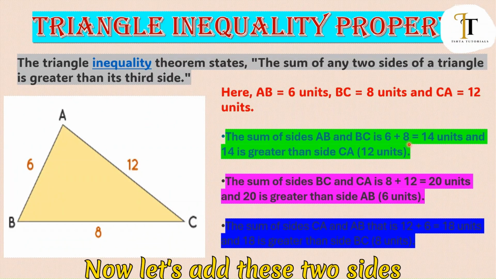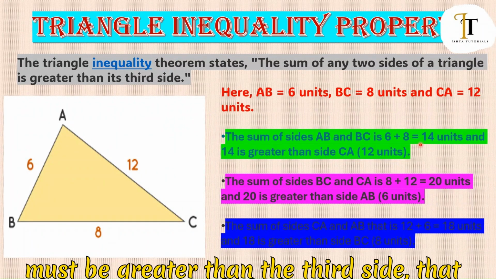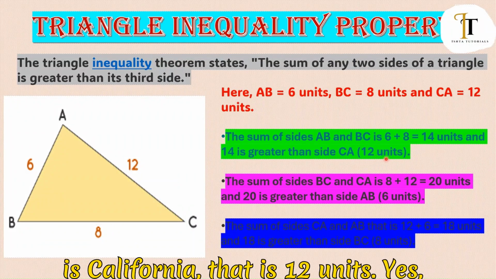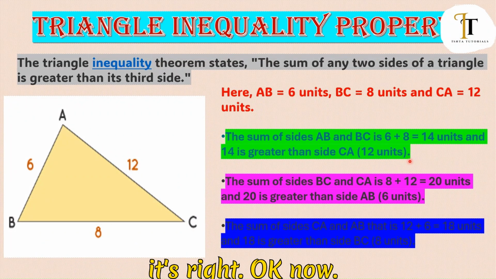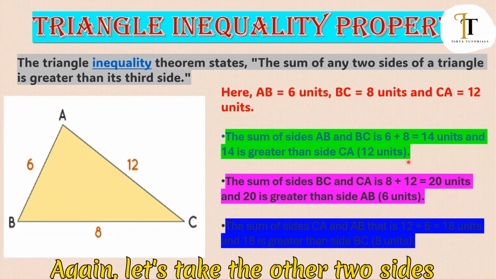Now let's add these two sides. 6 plus 8 is 14, right? It must be greater than the third side, that is CA, that is 12 units. Yes, it's right. Now again, let's take the other two sides.